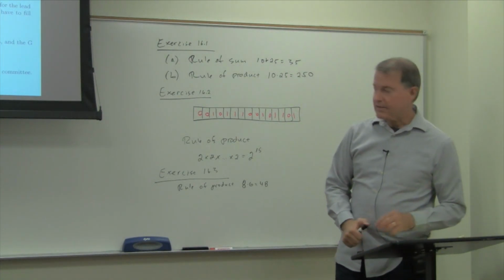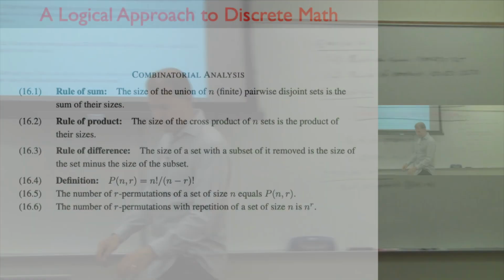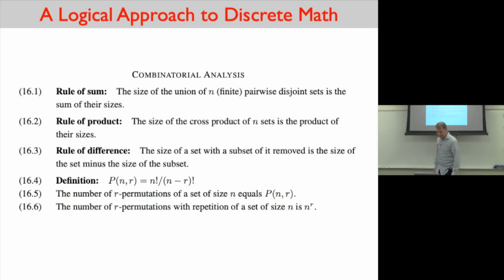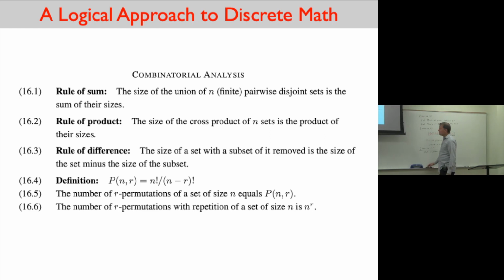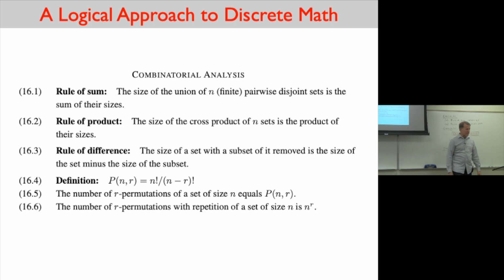Okay, now let's take a look at the others, 16.4 through 16.7, and let's see if we can understand how these work. Okay, so definition. Now, this definition is just a definition, right? P(n,r) equals n factorial divided by (n minus r) factorial. All right, so that's just a definition. And then 16.5 says the number of r-permutations of a set of size n equals P(n,r).